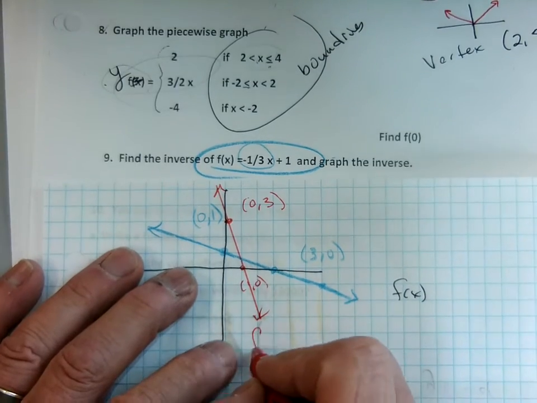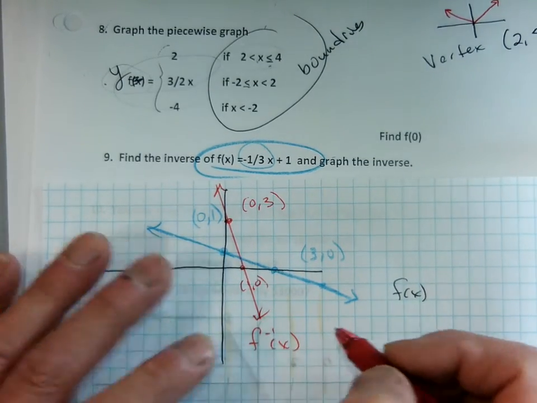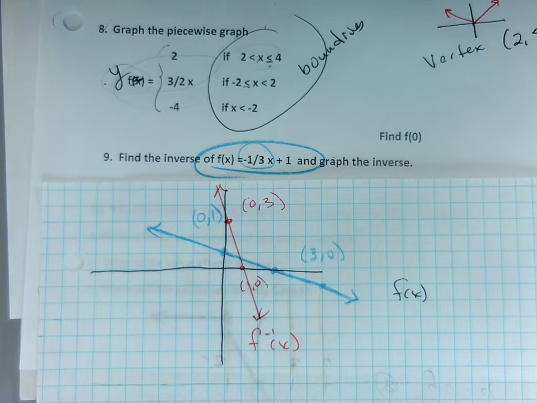So the inverse has an equation also. Do you want me to slow down for a second? Yes? No? Yeah, 1 second. Okay.